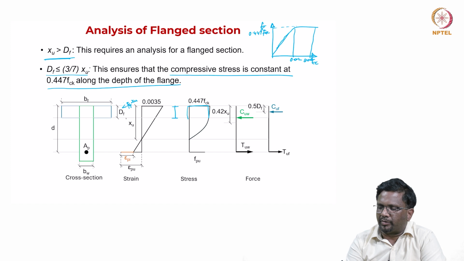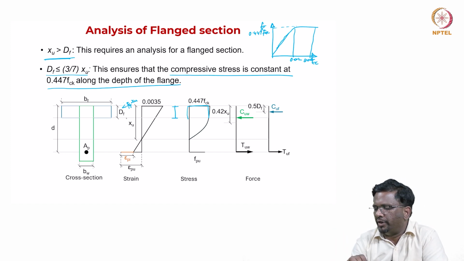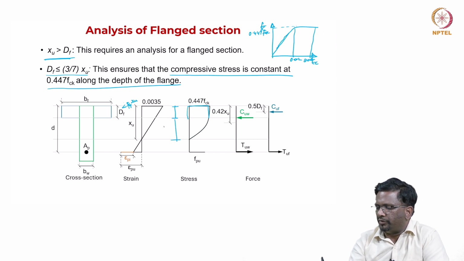When the depth of the flange is less than 3/7 of your XU, you will find that the entire flange will be subjected to a constant stress of 0.447 FCK. This can be clearly shown here. If you look at the XU, if I divide this, this is going to be 4/7 of XU and this is going to be 3/7 of XU. That is what we are saying. When DF is less than 3/7 of XU, this stress will be constant at 0.447 FCK, right.